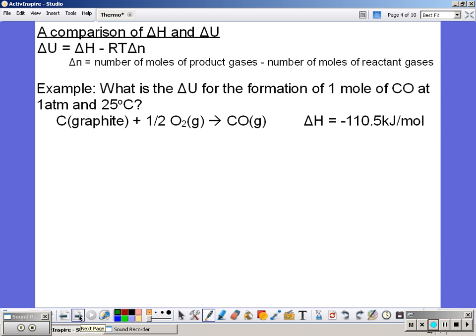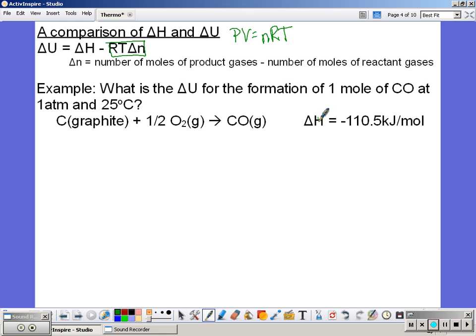Comparing enthalpy to internal energy, we can use the equation delta U equals delta H minus RT delta n, where delta n represents the number of moles of product gases minus the number of moles of reactant gases. So this is coming from the idea that PV equals nRT. So for example, what is the internal energy for the formation of 1 mole of CO at 1 atm and 25 degrees Celsius? And then it gives us the enthalpy.